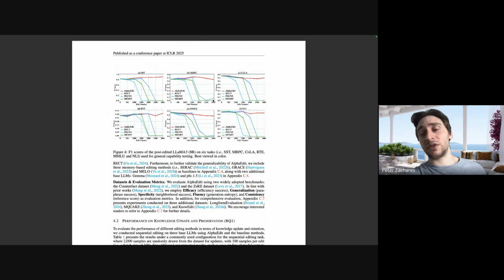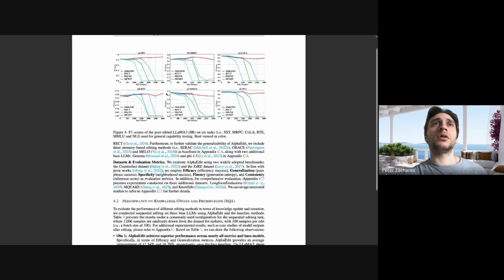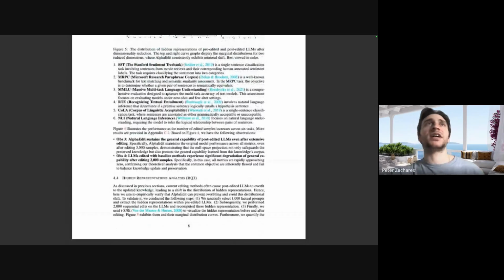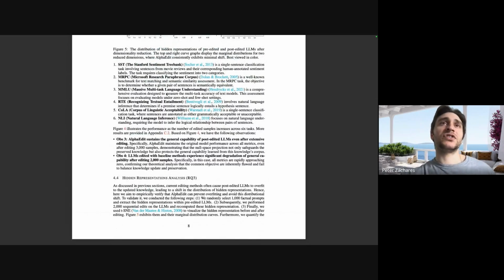I feel like this is a really powerful result, because you can see the results literally drop to basically 0 for all of the other methods, from a pretty high number. Okay, so in terms of accomplishing general tasks, AlphaEdit is good.